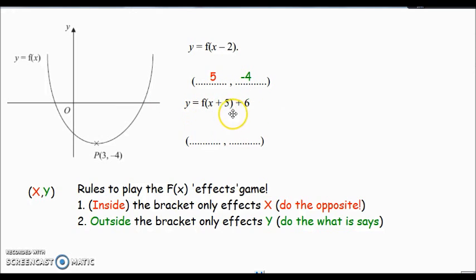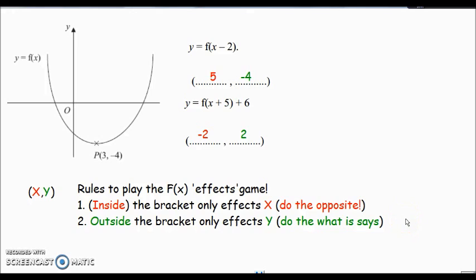Part B, very interesting here, we've got two instructions. One is inside the bracket, the +5. What happens now? Inside the bracket only affects the x, do the opposite. So I'm not going to add 5 to x, I'm going to subtract 5 from x, and x is 3. So 3 take away 5 is -2. And I've got another instruction this time. Adding 6 is outside the bracket, it will only affect the y, do what it says, add 6 to y. Well, what's -4 add 6? It's going to give me 2.